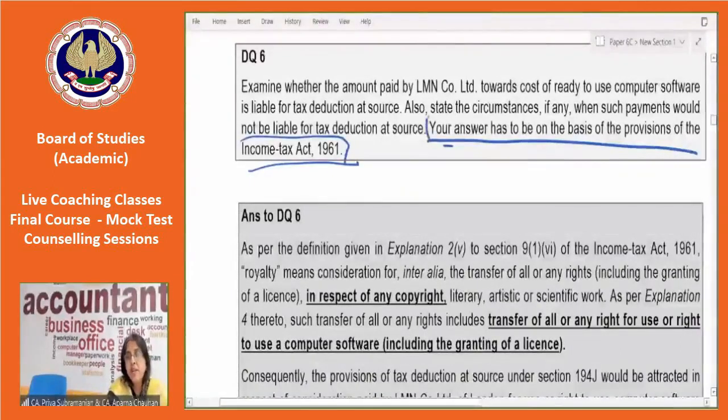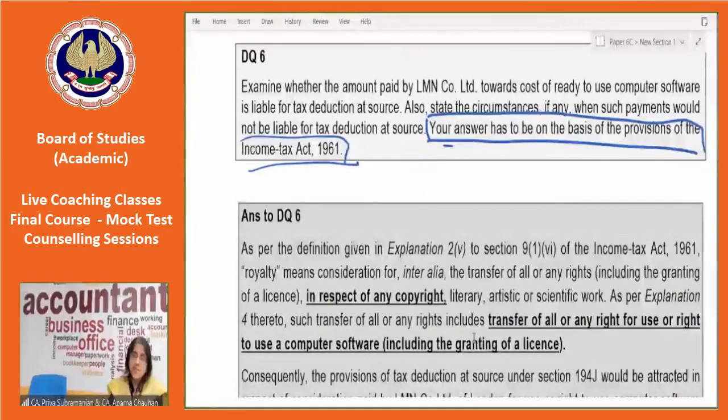This particular thing is very important. You have to answer on the basis of the provisions of the Income Tax Act. Suppose some DTA is given to you, your answer would be completely different from the answer which has to be given on the basis of the provisions of the Income Tax Act. Okay. Now, cost of ready-to-use computer software.